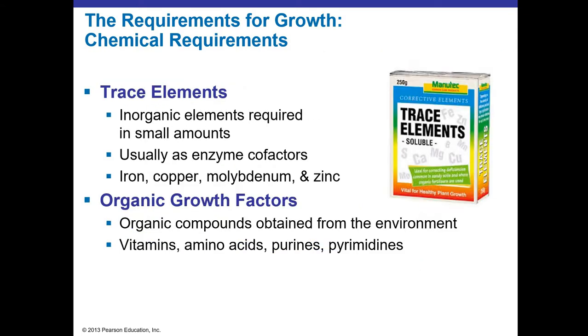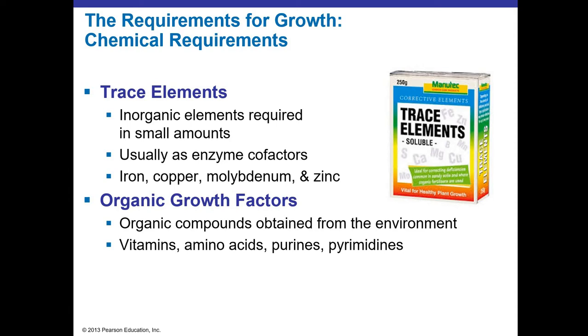The other thing that we don't think about, but are still equally important, are the trace elements. Trace elements are inorganic elements that are required but only in very small amounts. These are usually enzyme cofactors. So when we talked about the electron transport chain in Chapter 5, we saw that many of the cytochromes are using iron as the moiety that undergoes oxidation and reduction for the cytochromes to be able to pass the electrons. So iron is an important example of a trace element.